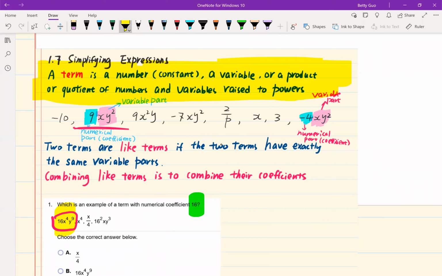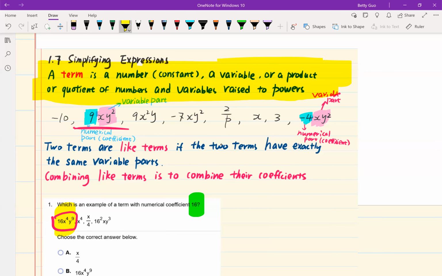Very good. This one, 9x squared times y. Is 9x squared times y a term as well? Yes, it is, right? What about this one? Negative 7x times y squared. It is a term, right? What about this one? 2 over p. Yeah, the variable p is in the denominator this time. Would that be okay?